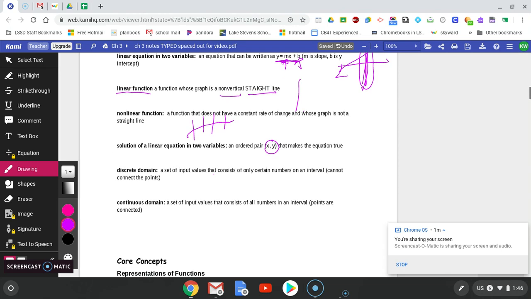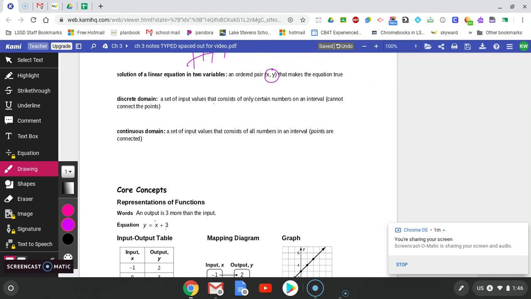We talked yesterday about our domain, so today we're going to talk a little bit more about domain. It is still what x can be, but we've got two different types of domains. We've got discrete and we've got continuous. They're both talking about what kind of x values you can have. However, for the domain, if it's discrete, we're talking about individual points, whereas continuous would be every single point along the line.